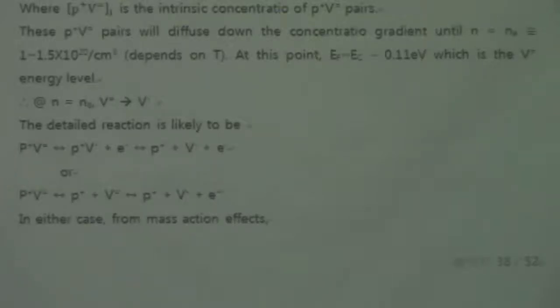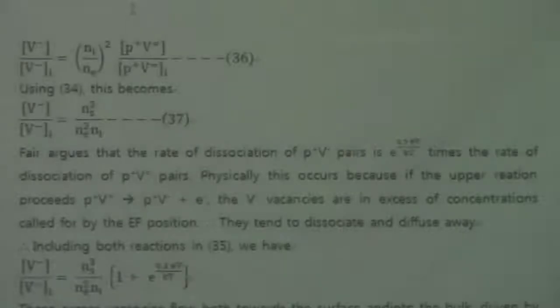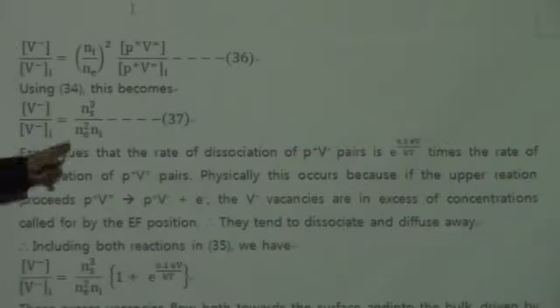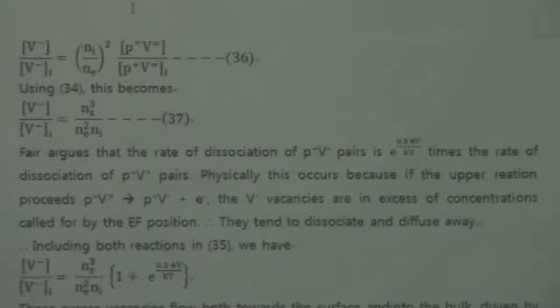Either of these reactions can happen when the phosphorus concentration becomes equal to the electron concentration, at full ionization, so that the Fermi energy is going to be changed to make this reaction happen. In either case, we can have equation 36, and then coupling it with 34, we end up with the vacancy concentration ratio represented by the surface concentration, the electron concentration and the intrinsic carrier concentration.